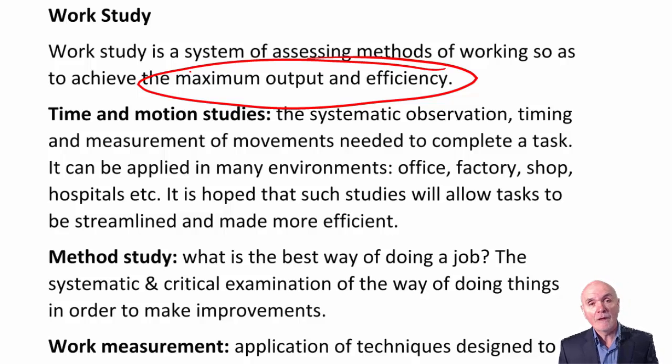A simple result would be, well, bring that machine closer. Then you don't have to move around the place. Perhaps what you could have is an array of all the machines around you that you need, and you can sit in one place and do it. And that's basically the sort of thing that time and motion would be looking at.